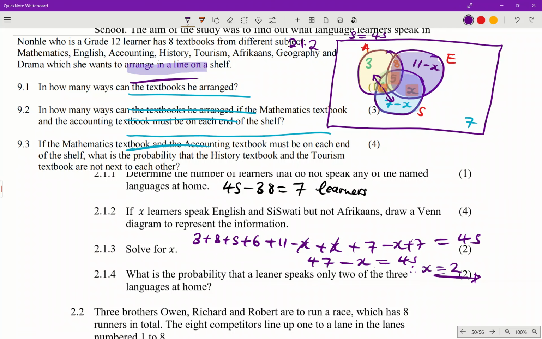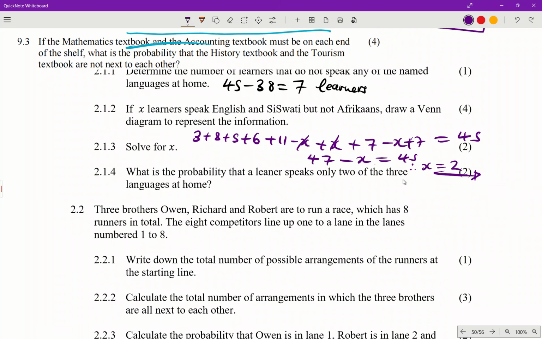This one here, the 6th one, he speaks what? Afrikaans and Siswati. This one here, he speaks English and Siswati. You understand? And you also have to include this 5 here because this 5 is included everywhere, guys. So make sure you understand that.